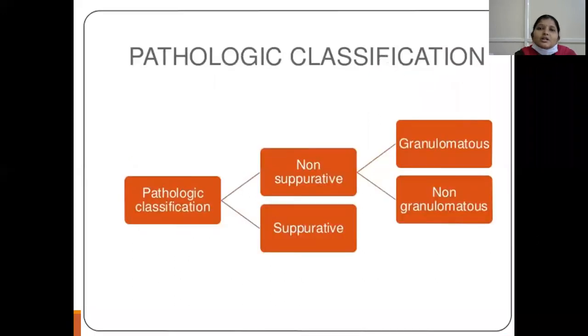And next we come to pathological classification. Pathologically, uveitis can be classified into 2 types, suppurative and non-suppurative. Again, Woods has classified non-suppurative uveitis into granulomatous and non-granulomatous uveitis.